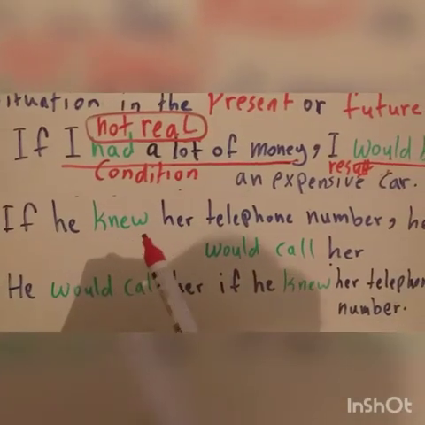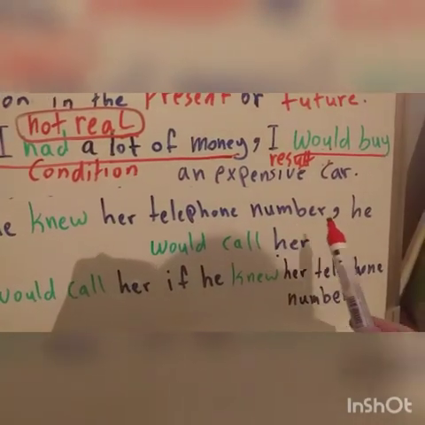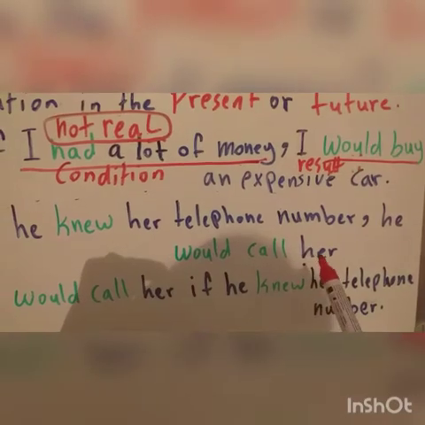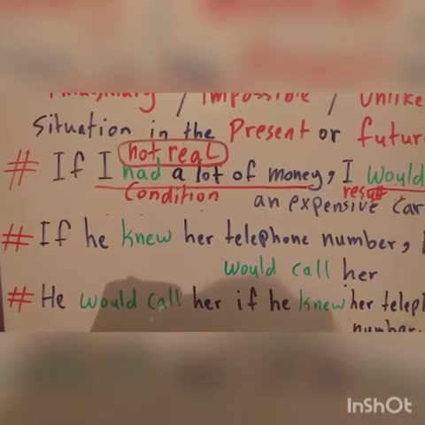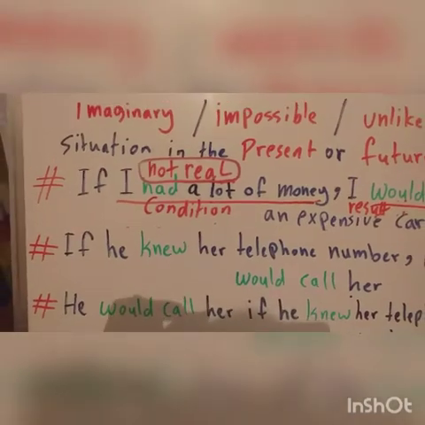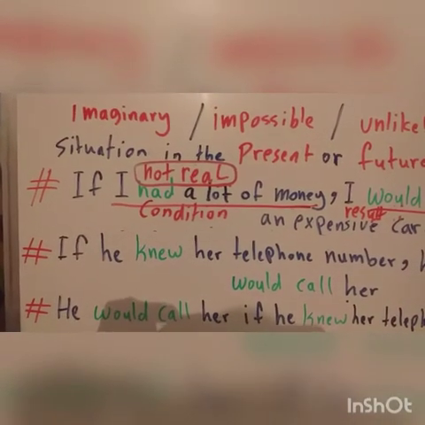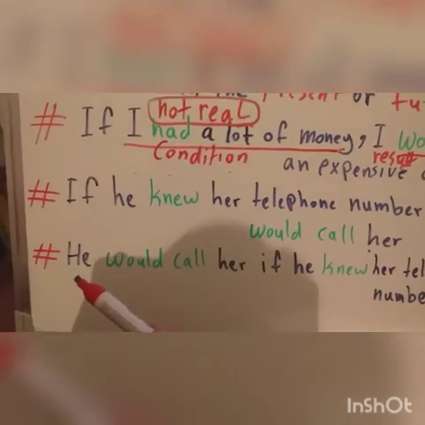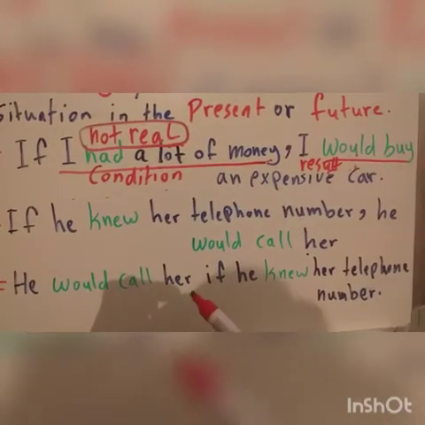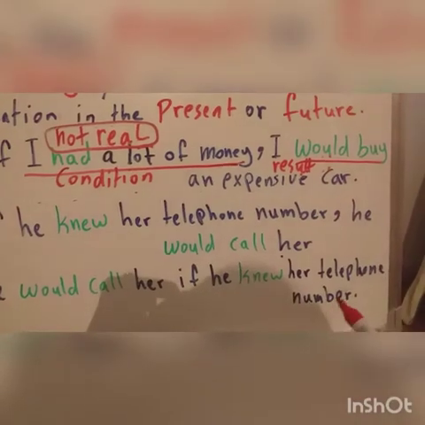Now let's look at the second example. If he knew her telephone number, he would call her. We can also change the order and have the result first. Look at the third example. He would call her if he knew her telephone number.